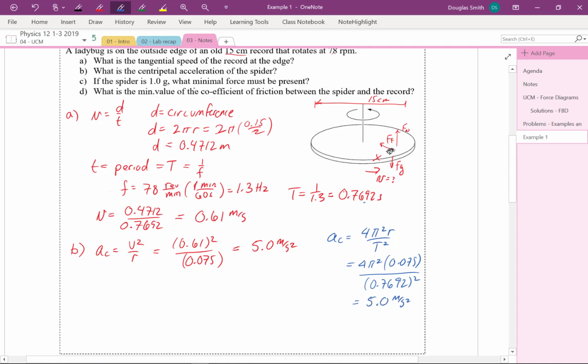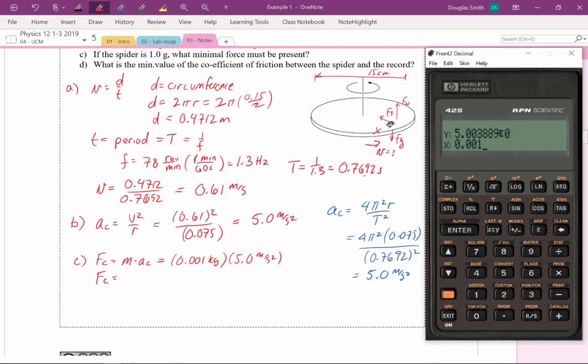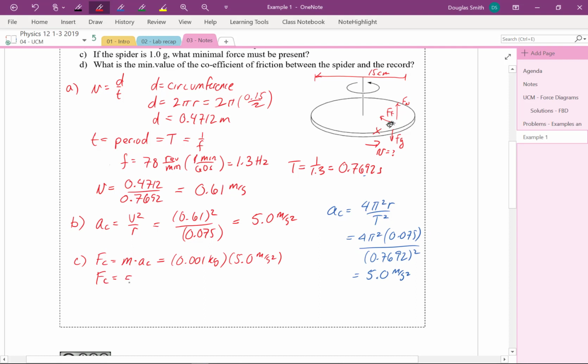Okay, let's see. What's the minimum force present? Fc equals m a_c, Newton's second law. F equals ma. So we have 0.001 kilograms times 5.0 meters per second squared. Fc has to be, well, I don't need a calculator for that, 5.0 times 10 to the negative 3 newtons.